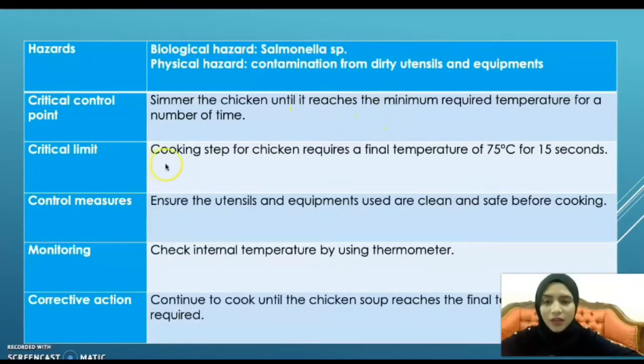For the critical limit, cooking step for chicken requires a final temperature of 75 degrees Celsius for 15 seconds. For the control measure, ensure the utensils and equipment used are clean and safe before cooking. For monitoring, check internal temperature by using thermometer. For the corrective actions, continue to cook until the chicken soup reaches the final temperature required.